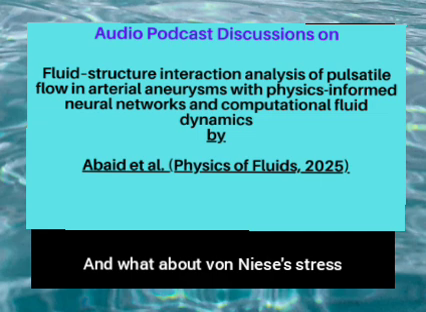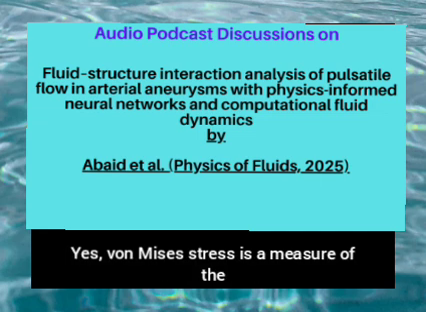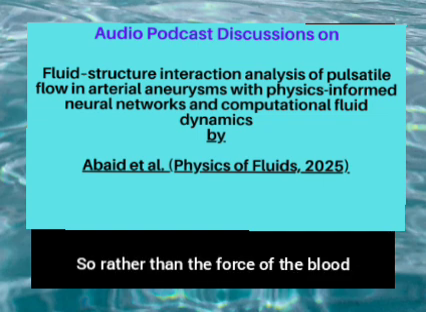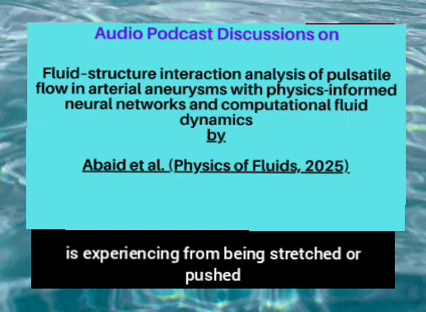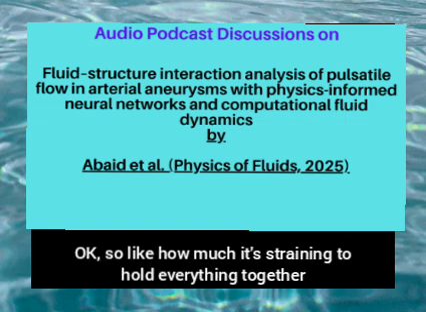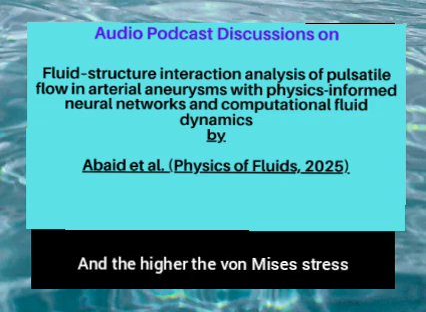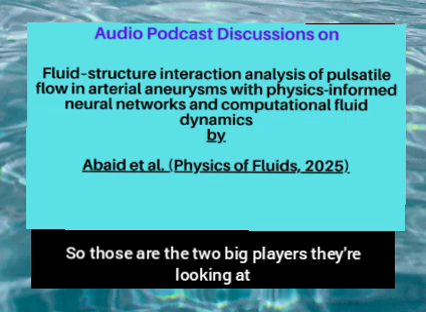Not at all. And what about von Mises stress? That sounds like it's looking at a different aspect. Yes, von Mises stress is a measure of the stress within the material of the artery wall itself. So rather than the force of the blood, it's more like how much tension the wall is experiencing from being stretched or pushed. Okay, so like how much it's straining to hold everything together. Exactly. And the higher the von Mises stress, the greater the risk that the aneurysm will rupture. So those are the two big players they're looking at.